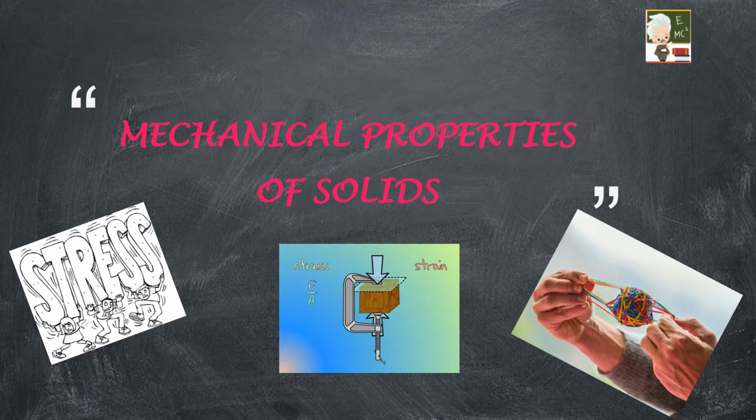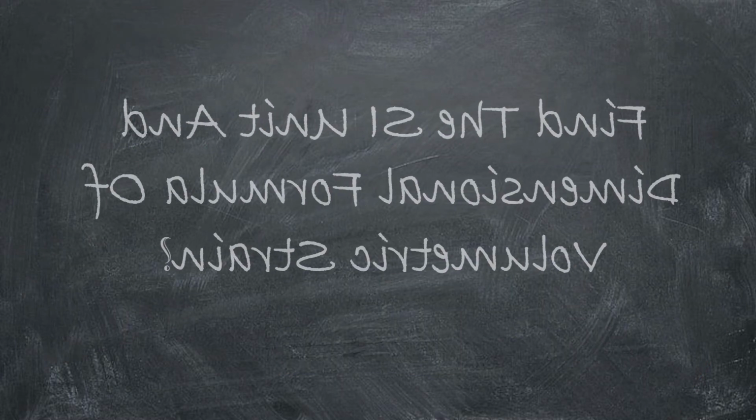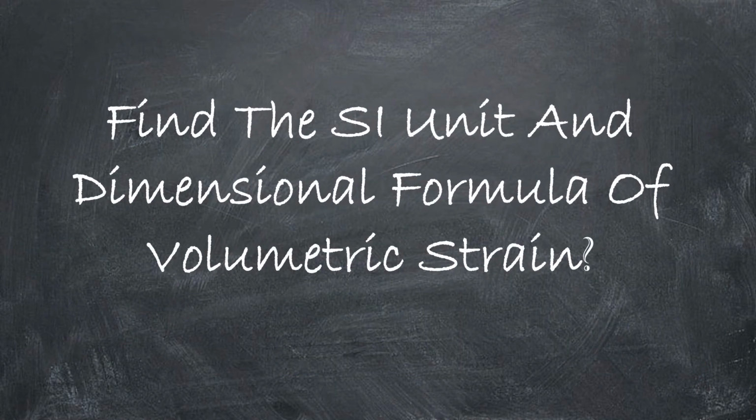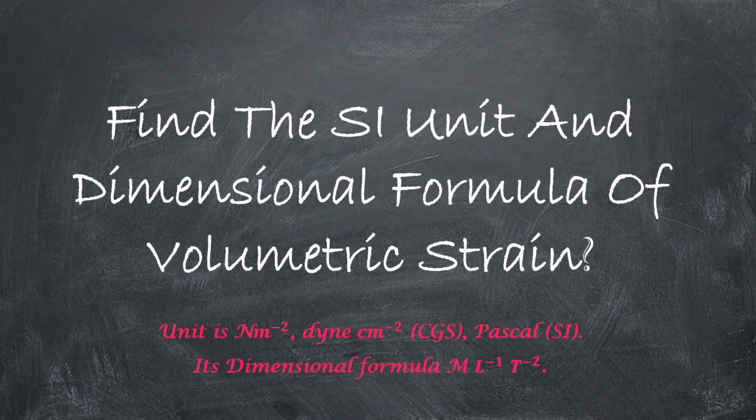So, in my last video, I discussed stress and its types, and I left a question for you guys. The question is: find the SI unit and dimensional formula of volumetric strain. And the answer is Pascal in SI unit, and the dimensional formula is M L power minus 1 T power minus 2. So let's get into today's topic.